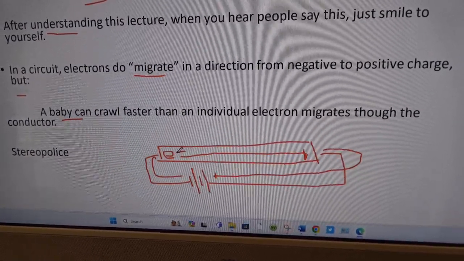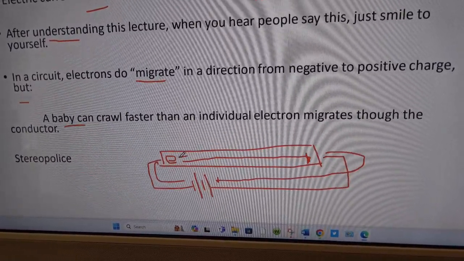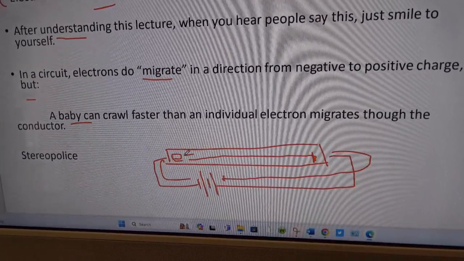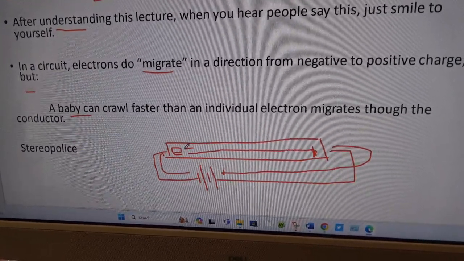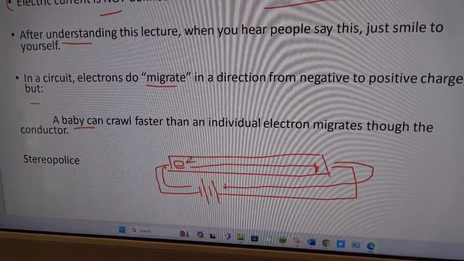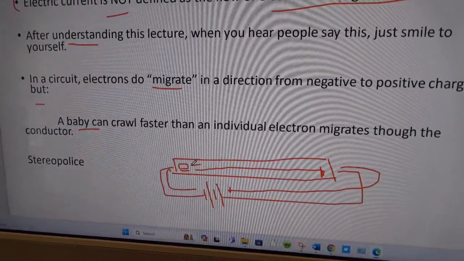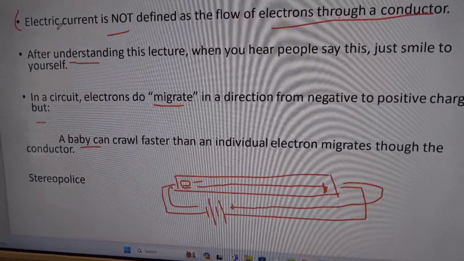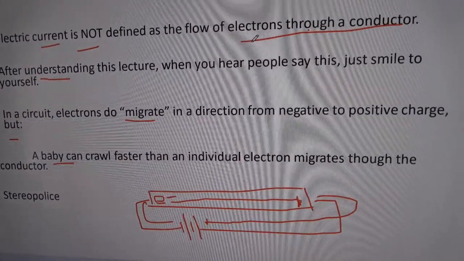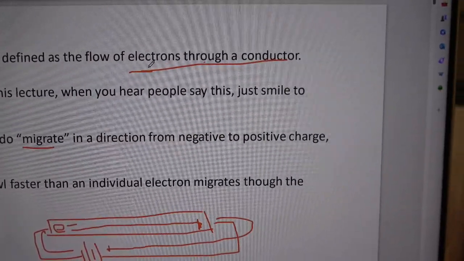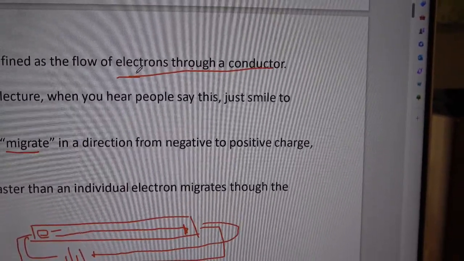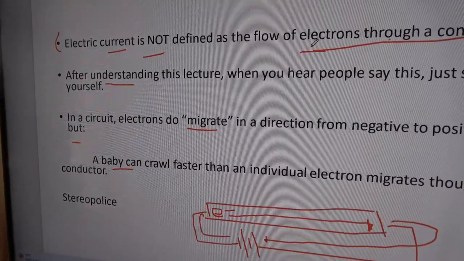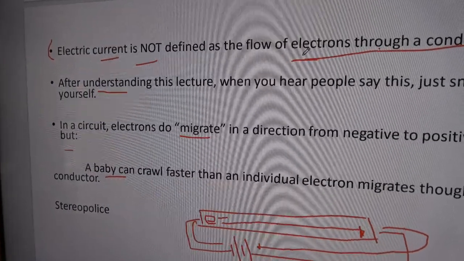This electron might travel 1 meter in an hour. Are you shocked? All right. Again, electric current is not defined as the flow of electrons through a conductor. That's why you're here. Let's talk about it. But first, I want to do a little demo.